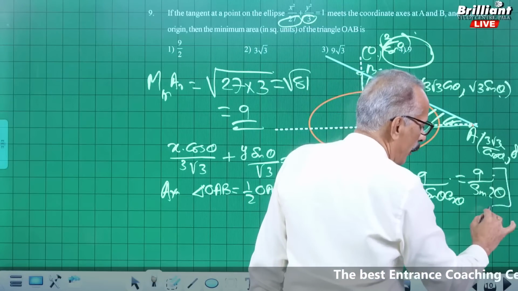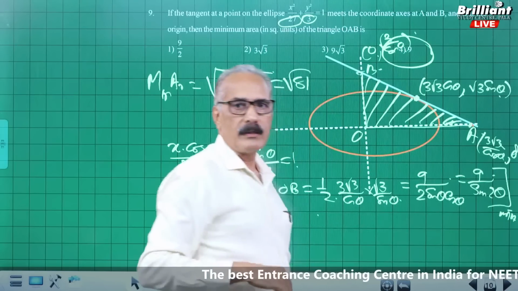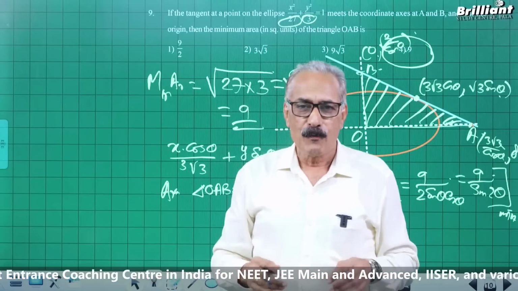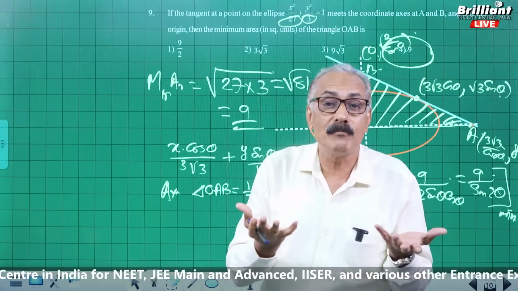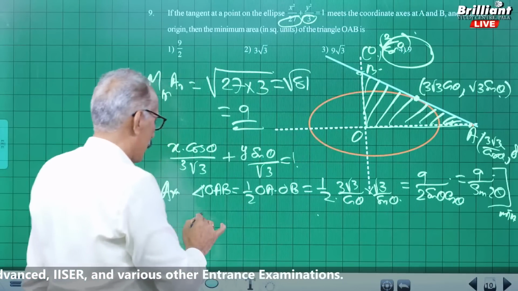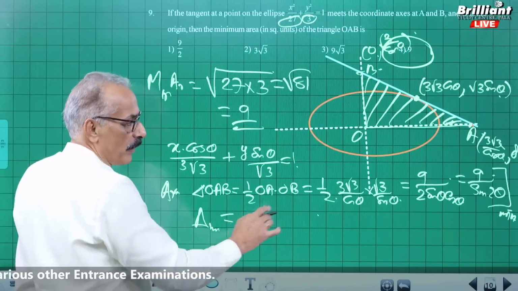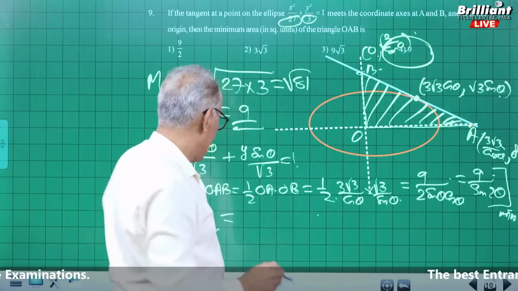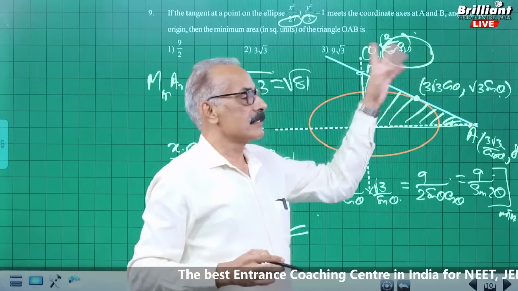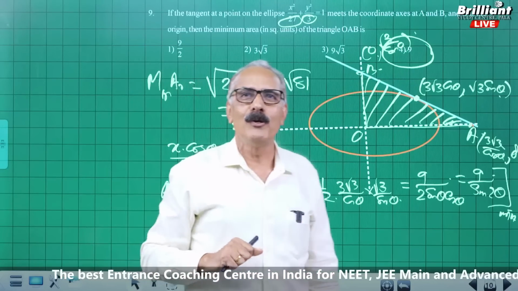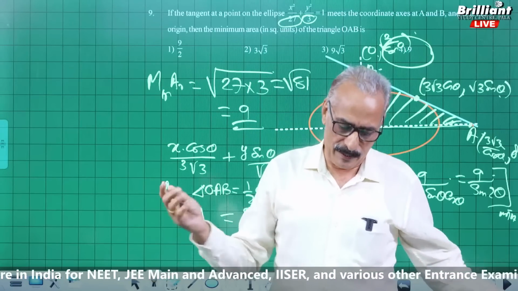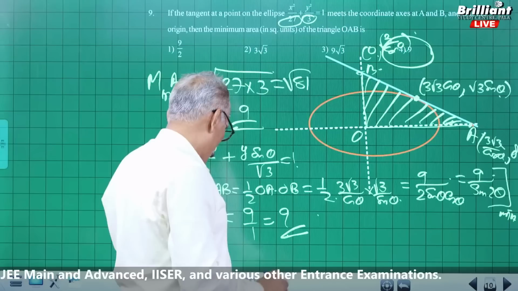And you want minimum of this expression. What is the minimum? 9 by sin 2 theta will be minimum when your sin 2 theta is maximum. What is the maximum value of sin 2 theta? 1. Therefore, your area is minimum when sin 2 theta is 1. That means 9 divided by 1, 9, which I told you very easily. What is that minimum area I told you? Root over A square into B square, means AB. Well, we'll move on to the next question.